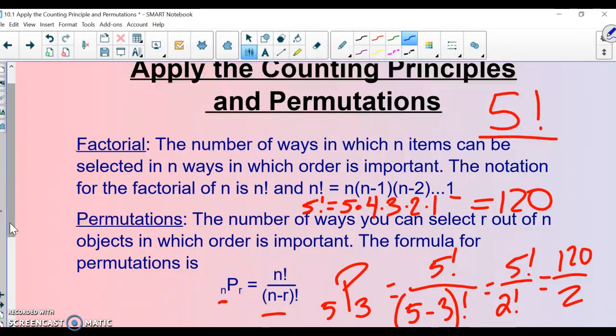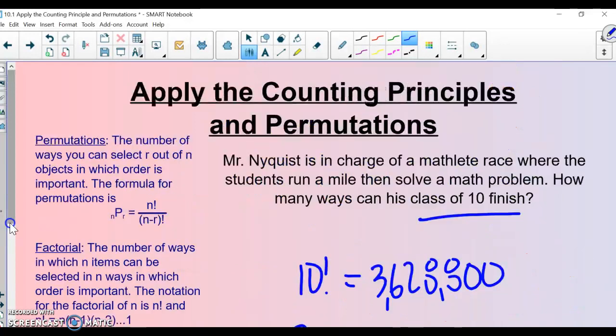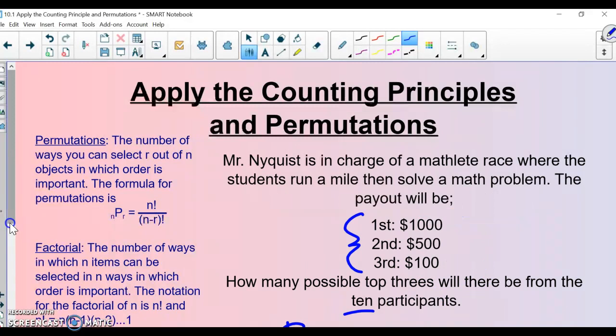So permutations is when the order is important. And what I mean by that is the order in which those objects that are being selected matters. So this problem here is a permutation problem because first place gets 1,000, second place gets 500, and third place gets 100. The order in which those objects are selected matters, and that's what makes it a permutation problem.